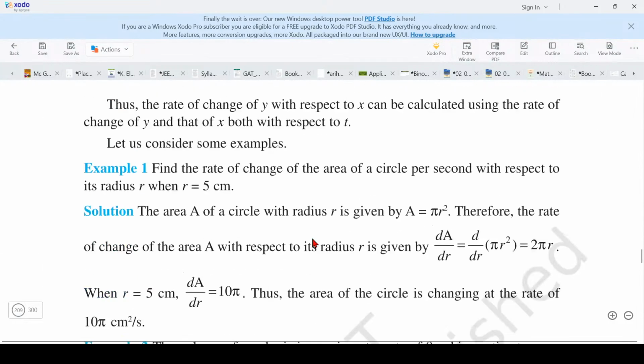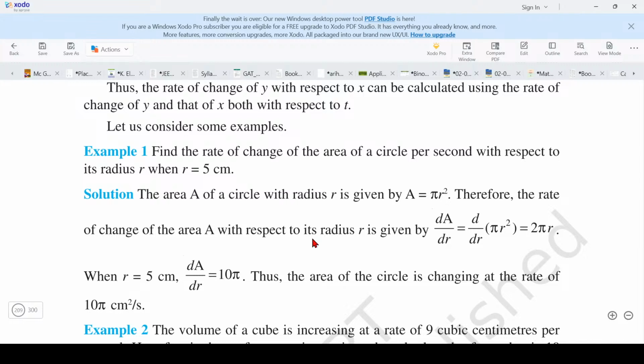See, now look at this problem. Rate of change of area per second with respect to its radius when r equals 5 centimeters. So what is he asking? dA by dr, right? Area of a circle is pi r squared, right? Now what is he saying? When the radius is 5, how is the area changing, right?